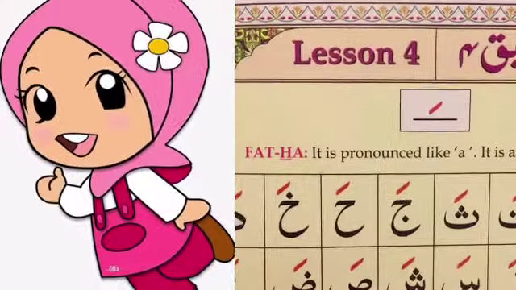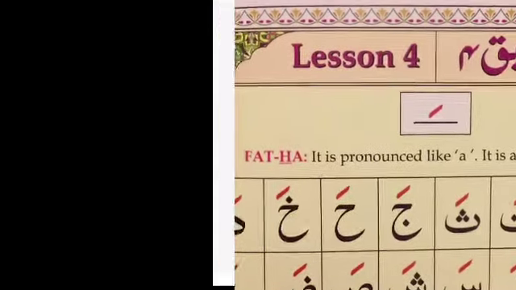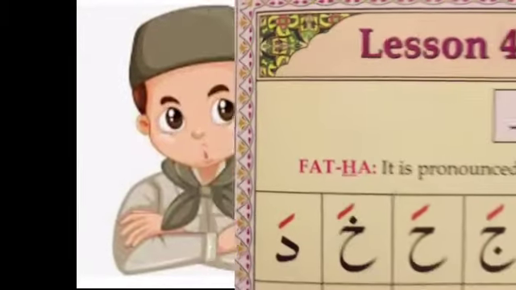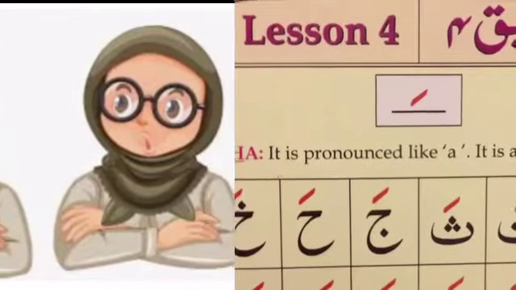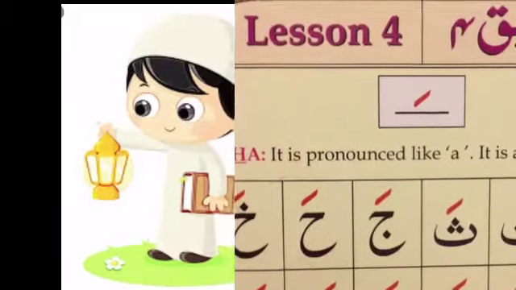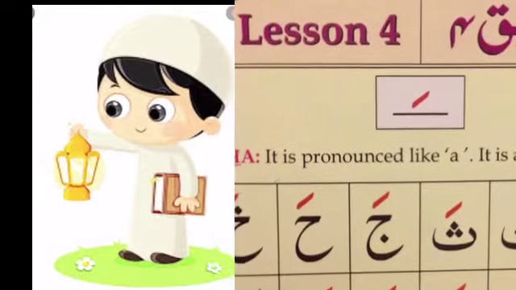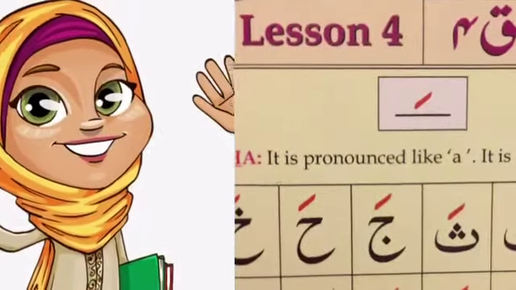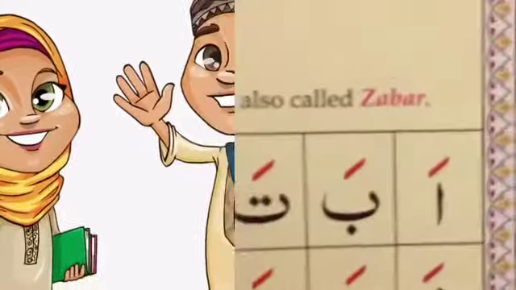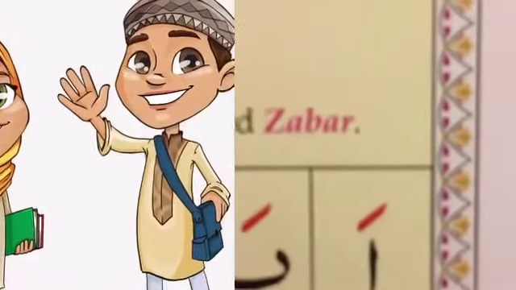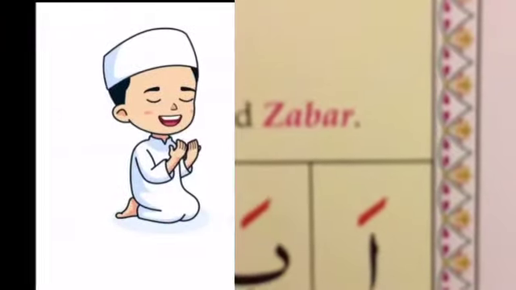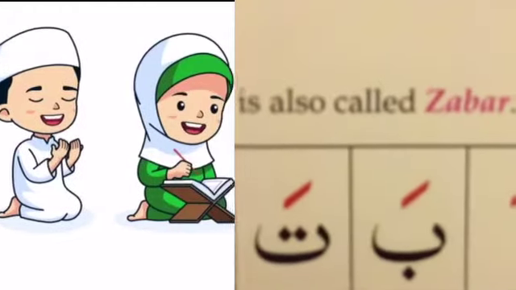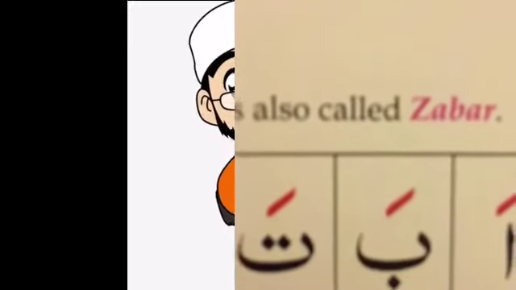Lesson 4. Lesson 4 is about Fatiha. Fatiha is just a small little dash. When we put it on the top of an Arabic letter, it will give a sound. Like here, Alif with Fatiha on the top is A. Ba Fatiha Ba.